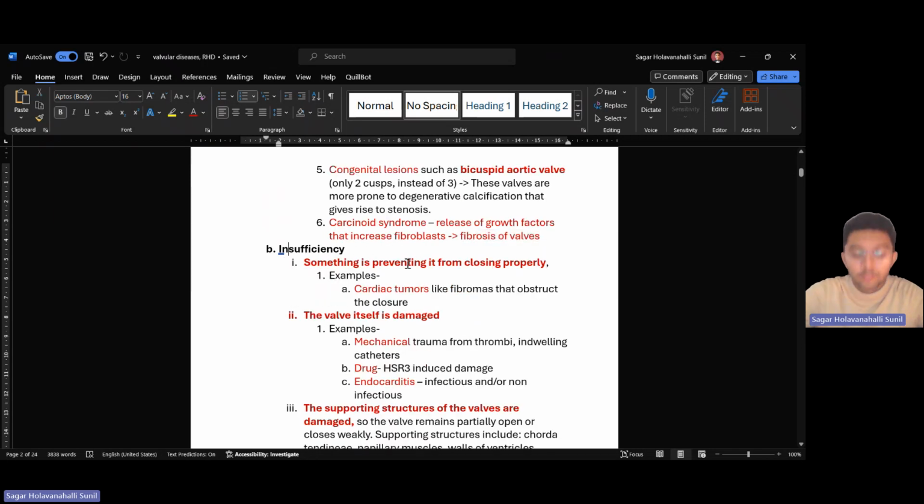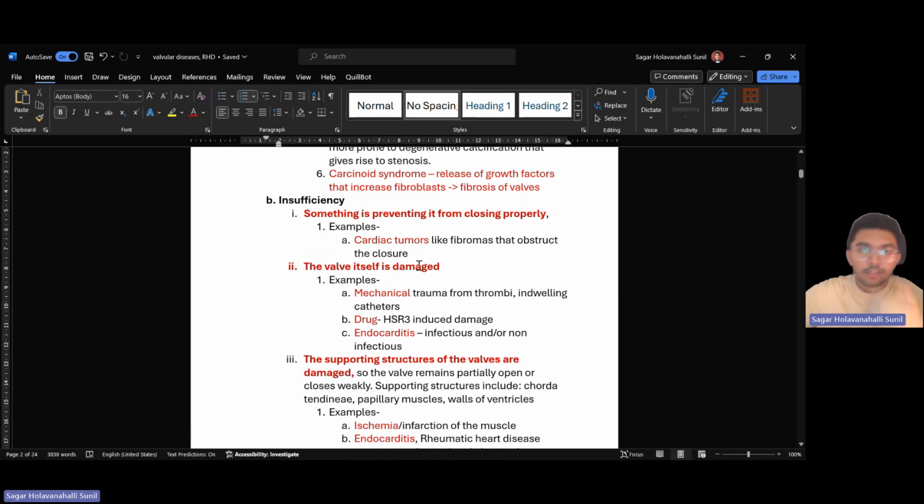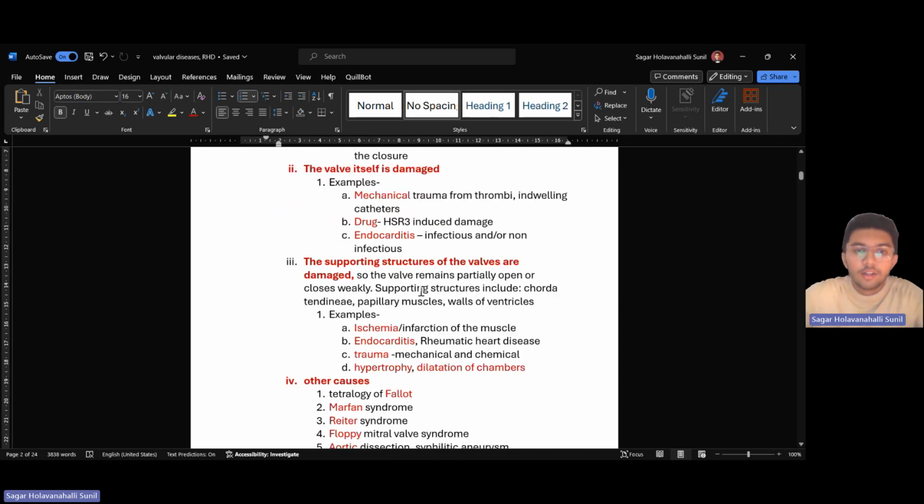Insufficiency. Now, for insufficiency, there can be four main reasons. Number one, something is preventing the valve from closing properly. Number two, the valve itself is damaged, therefore it can't close properly. Number three, the structures that assist the valves in opening and closing are damaged, and therefore they cannot close properly.